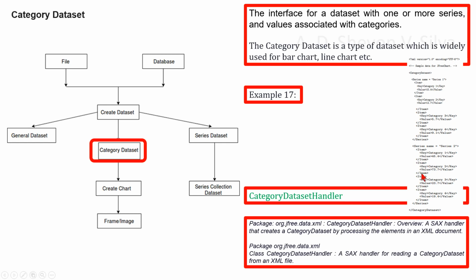The CategoryDataset element can contain any number of series elements, and each series element can contain any number of item elements. A simple data for JFreeChart. Sample data for JFreeChart.